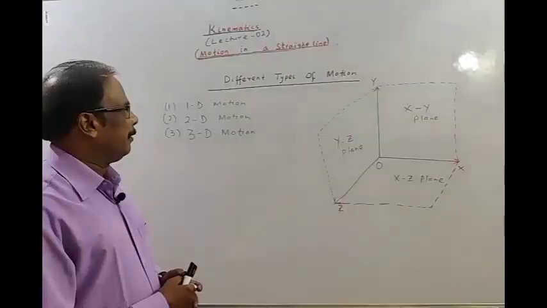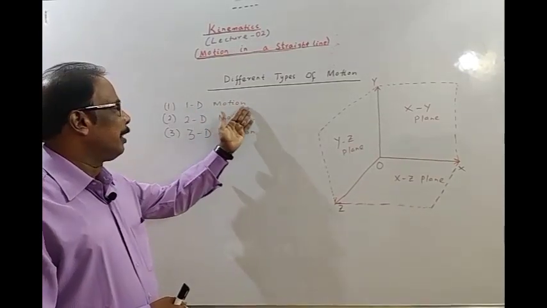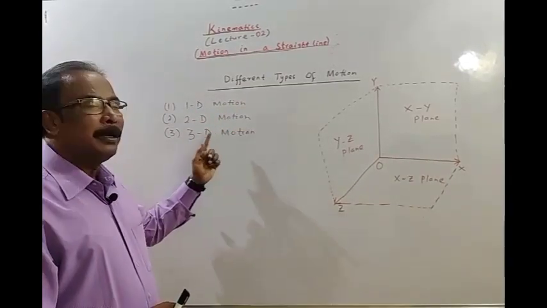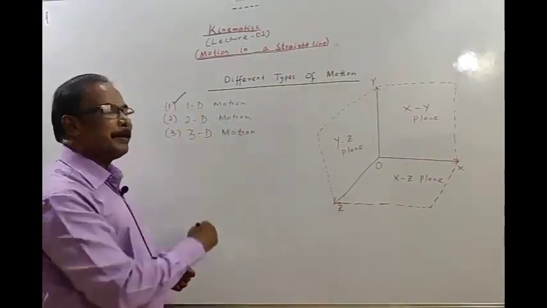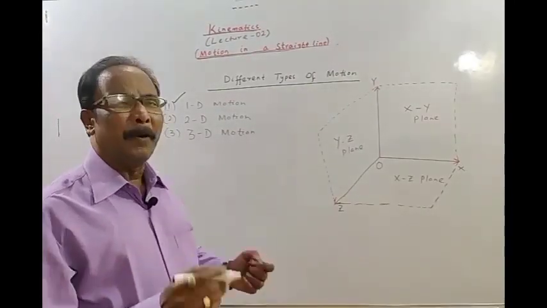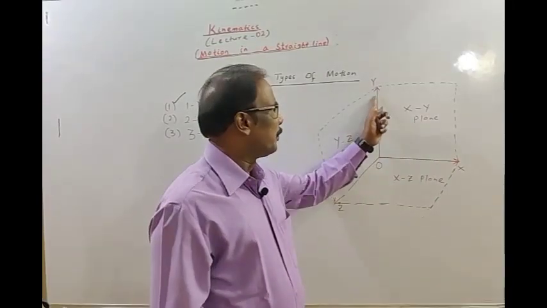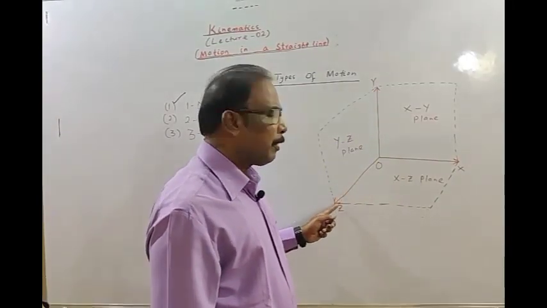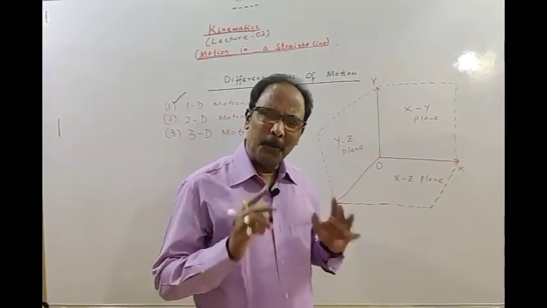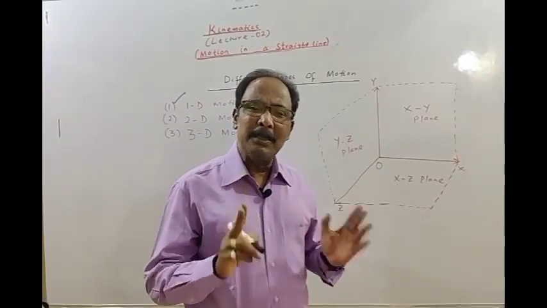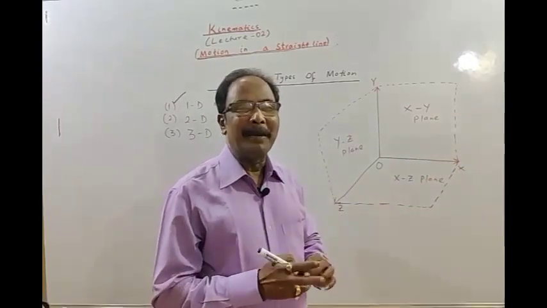Usually motions are classified into three categories: one-dimensional motion, two-dimensional motion and three-dimensional motion. Let's discuss first one-dimensional motion. If a body either moves along the x-axis or along the y-axis or along the z-axis, then it is one-dimensional motion. So one-dimensional motion is essentially motion in a straight line. This is the fundamental thought.